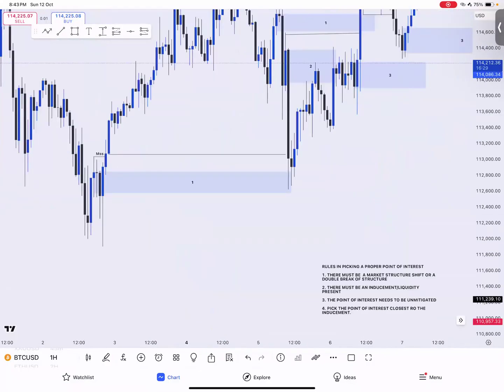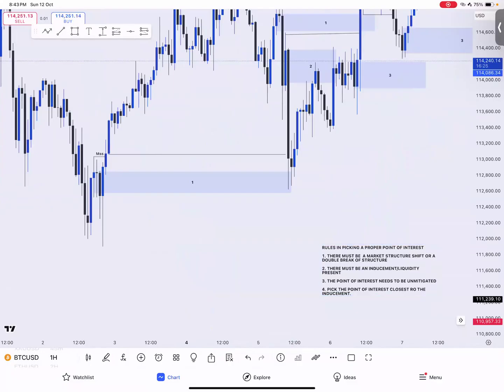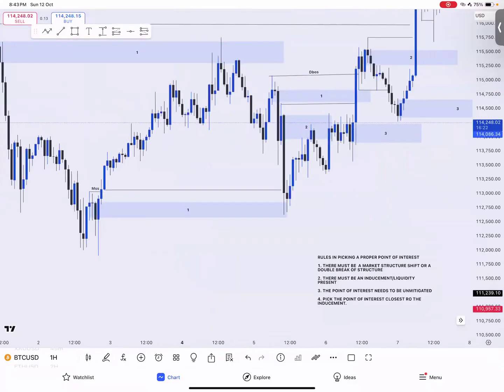So our rules of picking a proper point of interest tell us that for any point of interest you're looking to pick, ensure that during the process of creating inducement, market did not touch that point of interest. That is what makes the point of interest still valid.